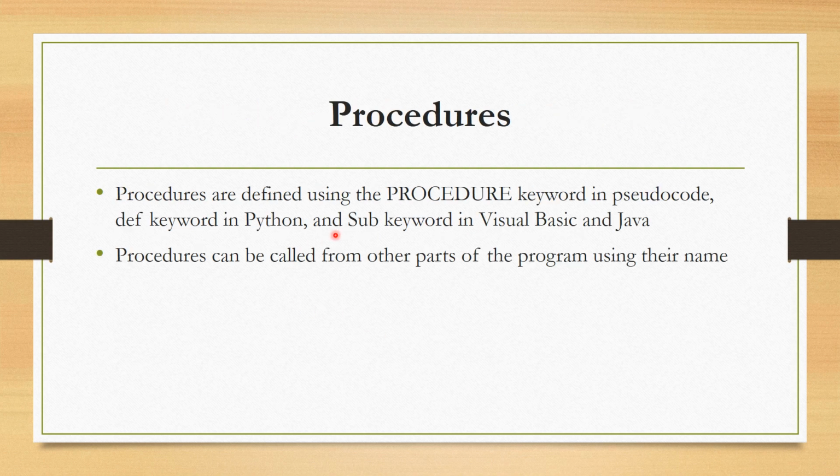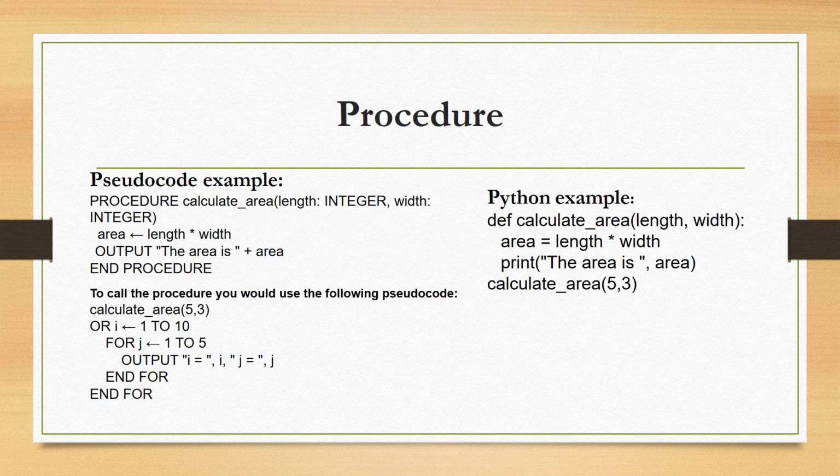Procedures. Procedures are defined using the procedure keyword in pseudocode, def keyword in Python, and sub keyword in VB and Java. Procedures can be called from other parts of the program. As you can see, procedure, then the name of the procedure, calculate area, and inside this its parameters, right? The first parameter is integer type and the second parameter is also integer type. Inside this procedure, we are multiplying, finding the area and displaying the area on the screen, and then end procedure.